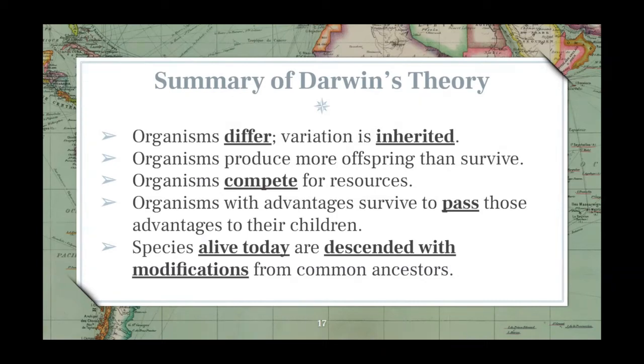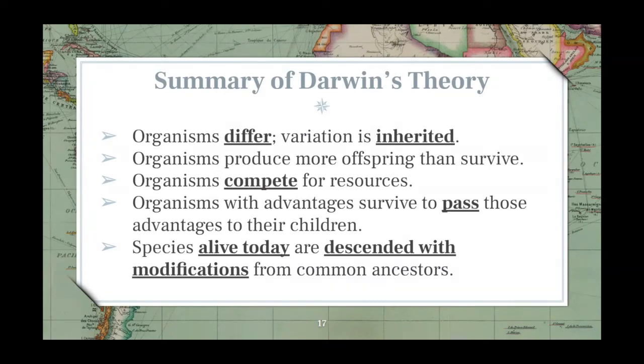Organisms produce more offspring than survive. Sadly, this is the truth. You see overpopulation because you see a rabbit has tons and tons of babies, but the amount of babies that actually get to adulthood, surviving, having enough resources, having enough space, having enough water, and not getting eaten by predators, you're going to see a smaller amount actually make it to adulthood.